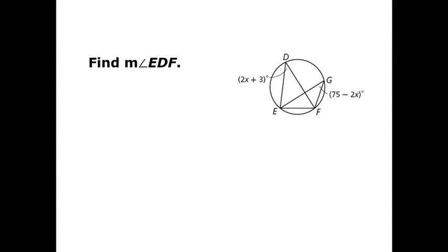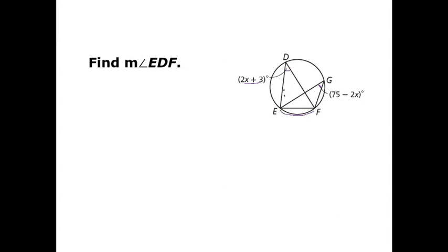Okay, so here what we're trying to do is find the measure of angle EDF. So let's make sure we're clear. We're trying to find this angle right here. And EDF is represented by the 2x plus 3. And we also know that EDF is intercepting arc EF here. And so what I can also see is that angle G here, angle EGF, is intercepting arc EF as well.